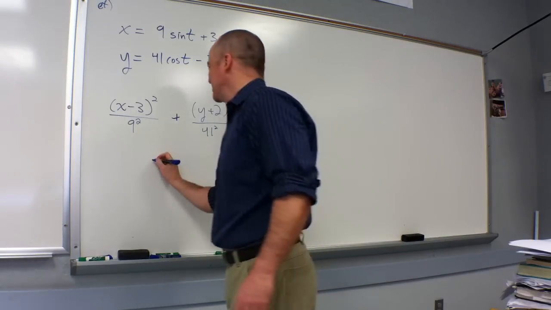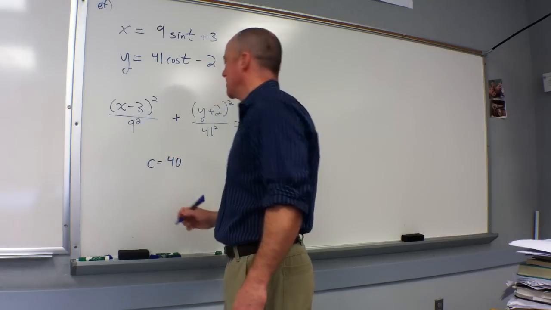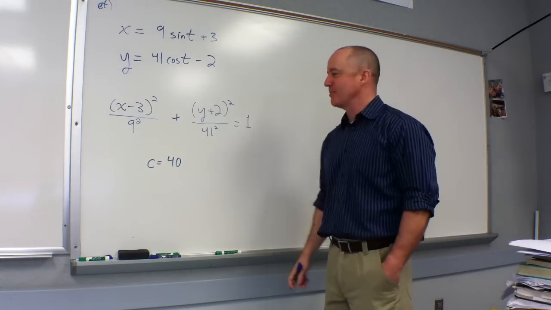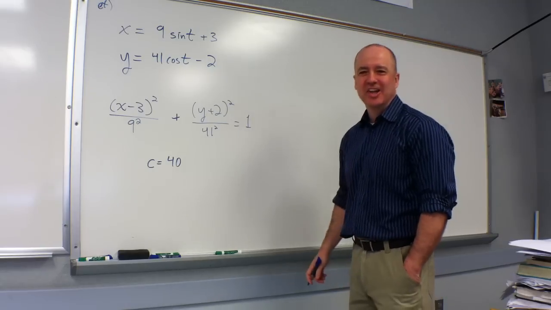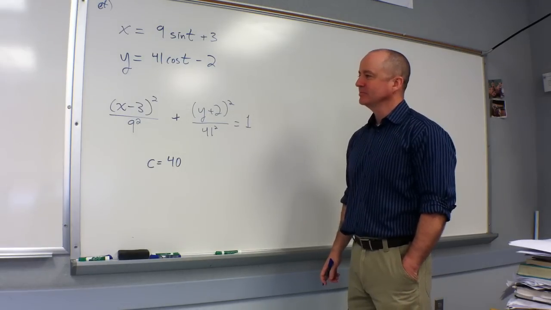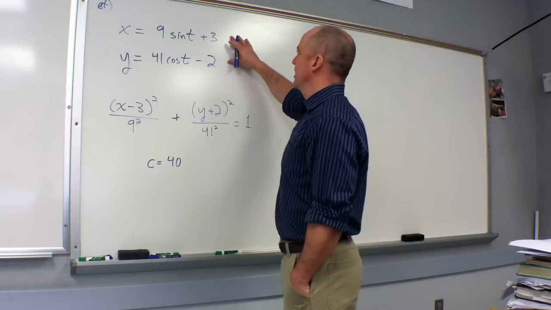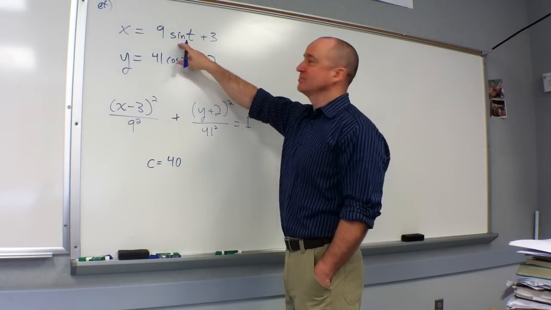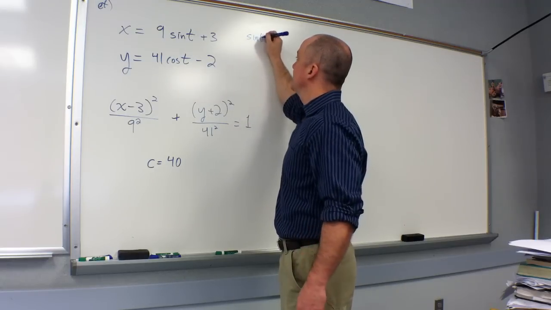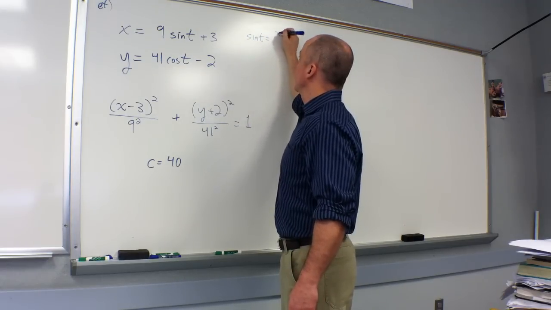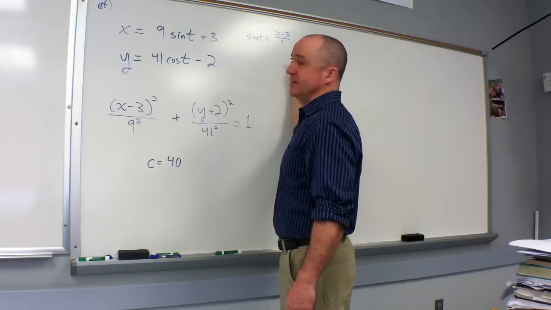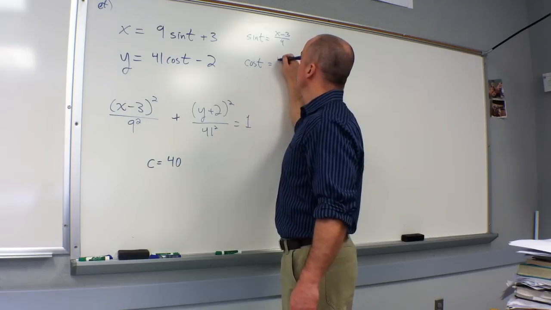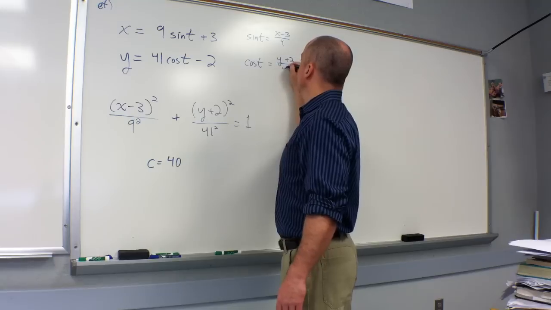Nice! And C, the distance from the center to the focus, is 40, the 9, 40, 41 triple that I gave you guys on a test a while back, and most of you had to figure out by hand. So the x minus 3 is coming from the 9? If you solve this for sine, you'll get the sine of t equals x minus 3 over 9. The cosine of t then will be y plus 2 over 41.